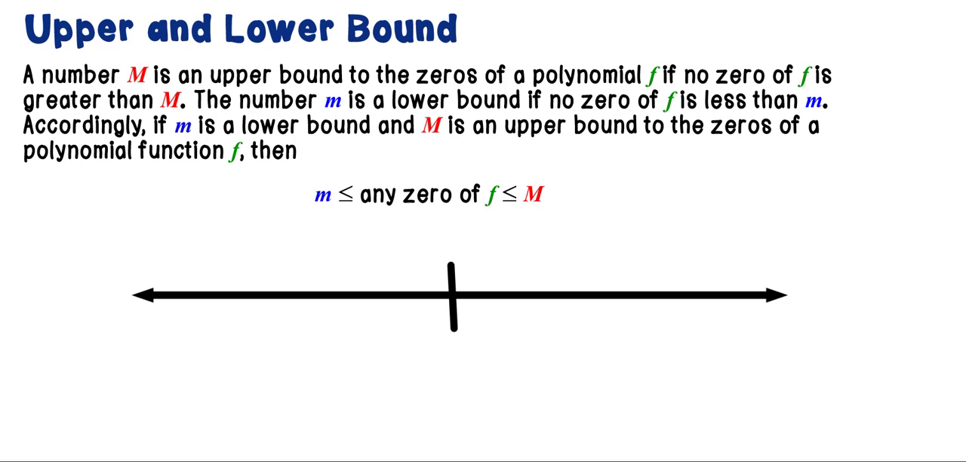So according to upper and lower bounds, officially it says a number M is an upper bound to the zeros of a polynomial f if no zero of f is greater than M. The number m is a lower bound if no zero of f is less than m. Accordingly, if m is a lower bound and M is an upper bound to the zeros of a polynomial function, then the lower bound is less than or equal to any zero of f, which is less than the upper bound. That is a bit confusing with the way it's worded.